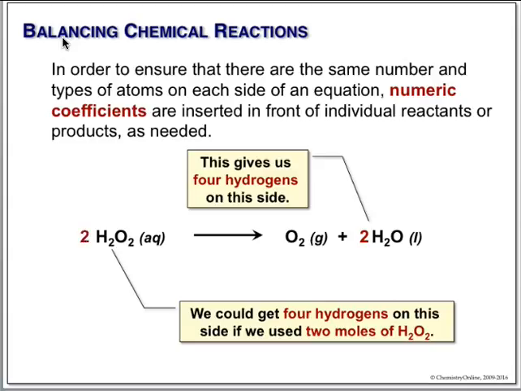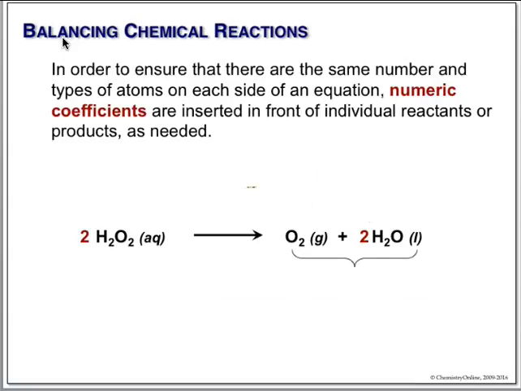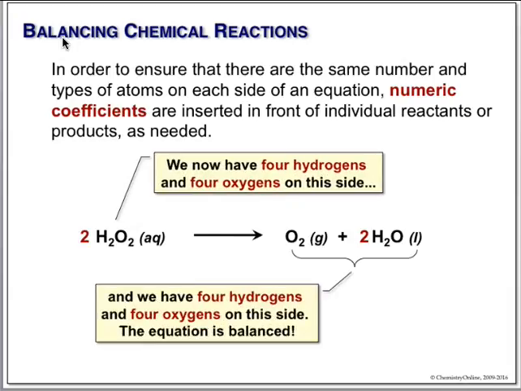Now, let's see where we are. Now we have 4 hydrogens here. We have 4 hydrogens here. 4 oxygens. 1, 2, 3, 4 oxygens. This equation is balanced.